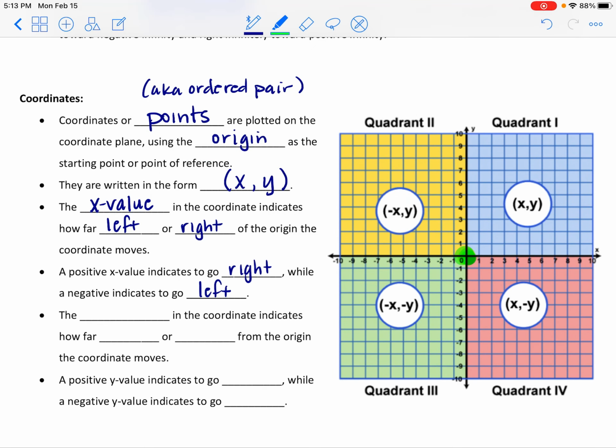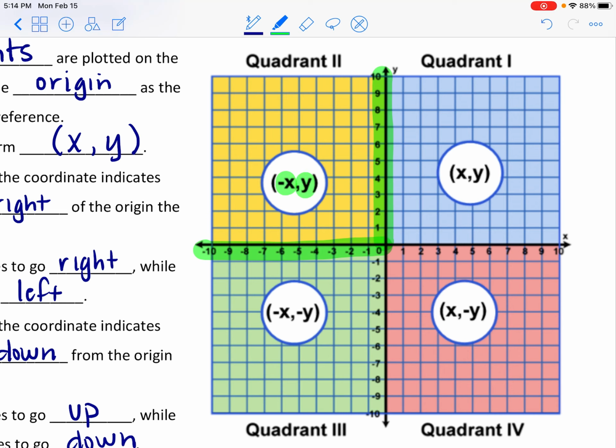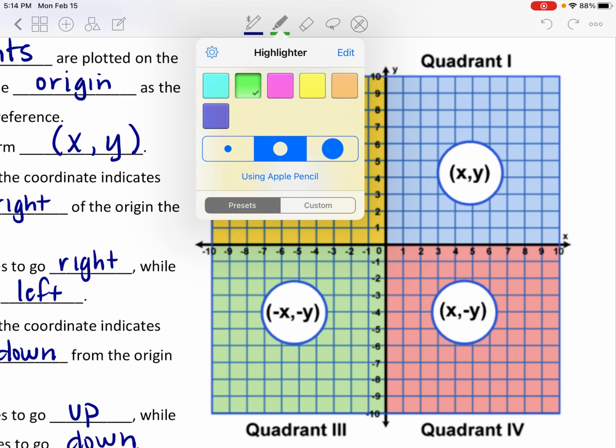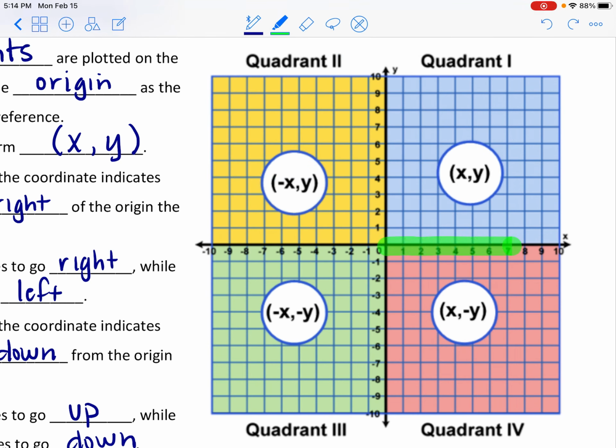Sorry. If we have negative x values and positive y values, so we get a negative x and a positive y, anything with a negative x and a positive y will have to land in quadrant 2. If we have a negative x value and a negative y value, if everything's negative, negative x, negative y, then we have to land in quadrant 3. And if we have a positive x value and a negative y value, positive x, negative y, we're going to land in quadrant 4.